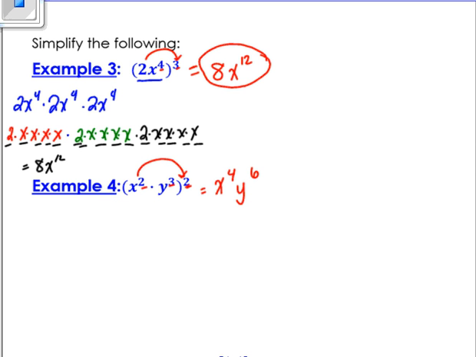Alright, so it looks like we're finished for tonight. We're going to practice the negative and zero and the multiplication rules tomorrow.